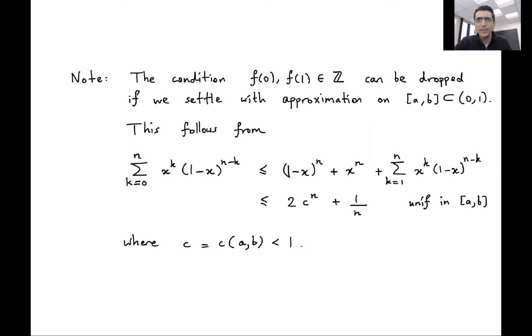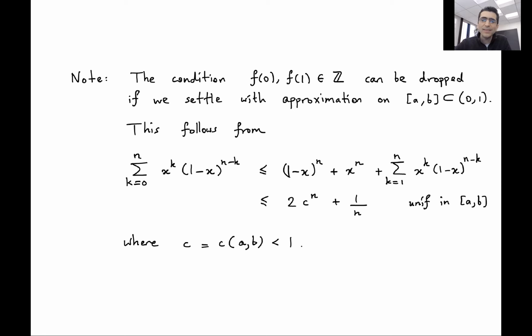Now, I should immediately comment that the constraint that the function has integer values at the endpoints can be dropped if we settle with approximation on proper subintervals of the open interval (0, 1). So this, again, has to do with the two terms that I said dropped previously. If you don't drop them because you don't satisfy this integer constraint, then if you stay away from the endpoint, you're only going to suffer from an exponentially small term.